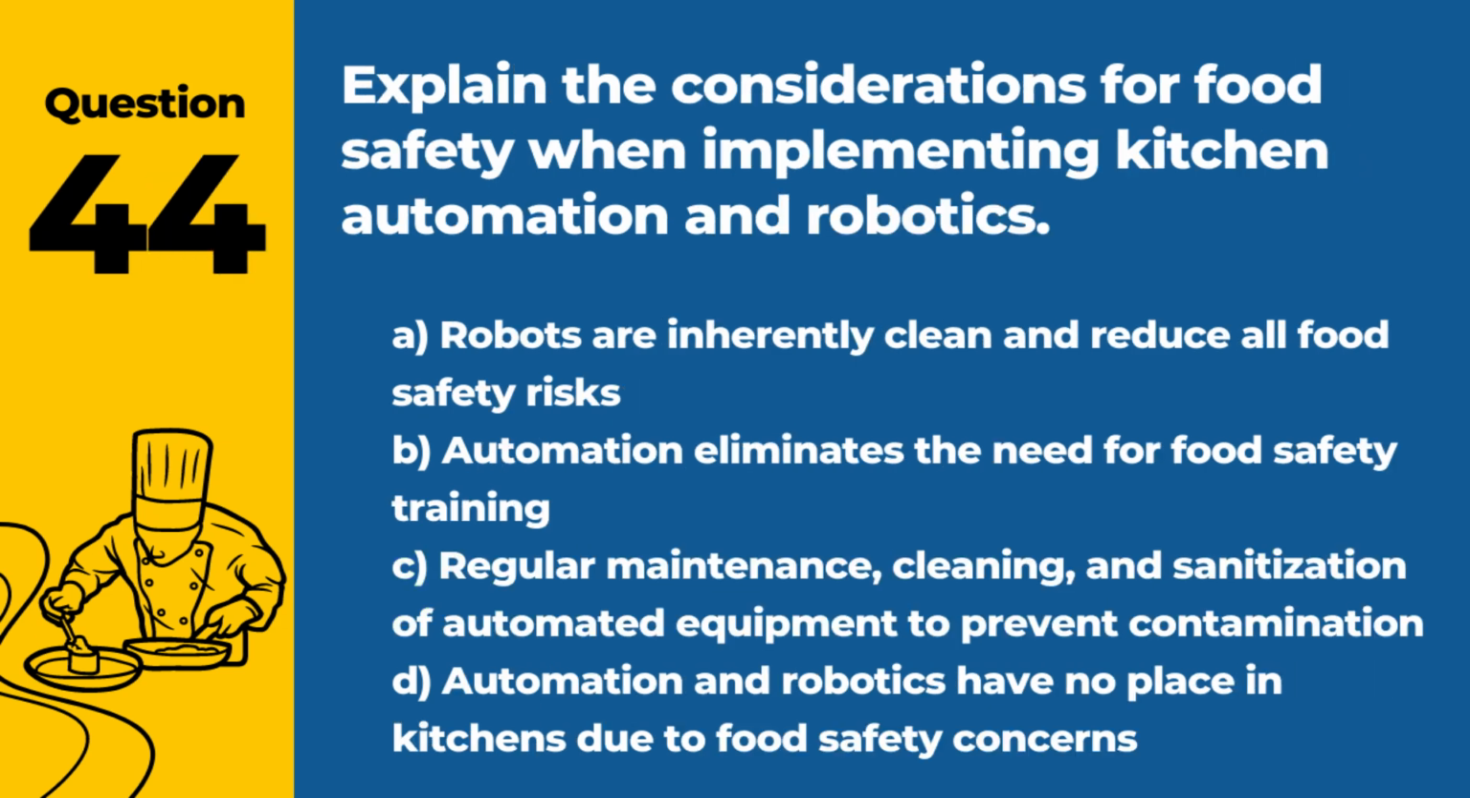Question 44. Explain the considerations for food safety when implementing kitchen automation and robotics. A. Robots are inherently clean and reduce all food safety risks. B. Automation eliminates the need for food safety training. C. Regular maintenance, cleaning, and sanitization of automated equipment to prevent contamination. D. Automation and robotics have no place in kitchens due to food safety concerns.